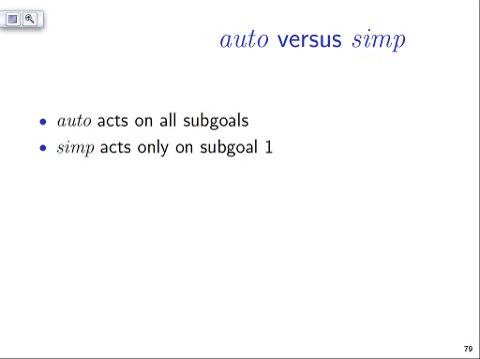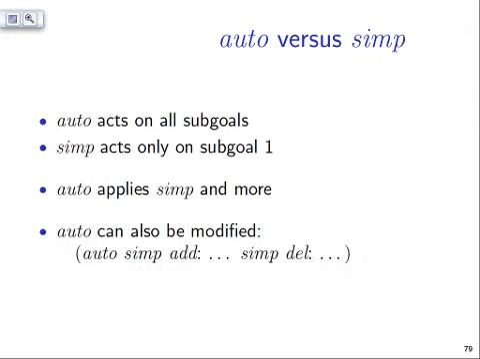So if you get to that situation, it's time to use just simp, because it'll let you focus on particular sub-goals. And auto is more powerful than just simp. It does other things that we'll get onto later on. And auto can also be modified. And then it looks like this.